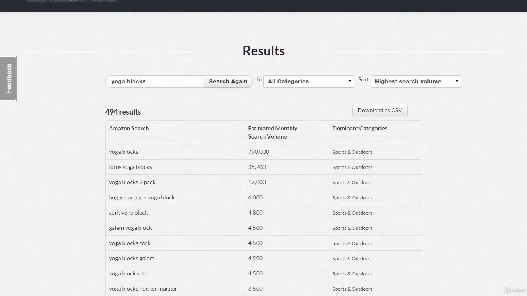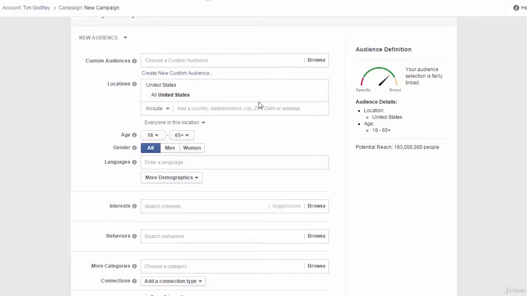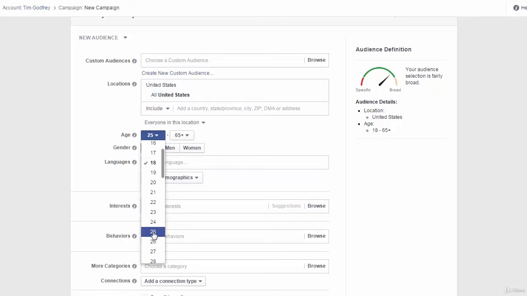So when we're doing that, we basically just need to go to Facebook. Here we need to select the location. So if you're selling in the United States, then that's the only country you need to add in. Age, totally dependent on product, but in most cases, I would say over 25s. Gender, obviously if it's a product specifically for women, such as face cream, you would just select women. Something like yoga, it's best to keep the gender as all. Leave languages blank.